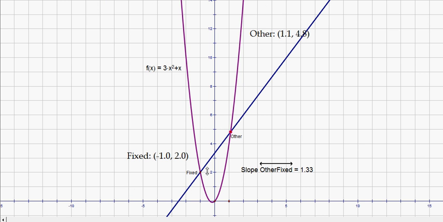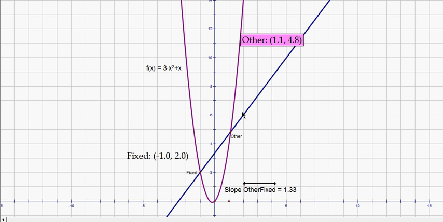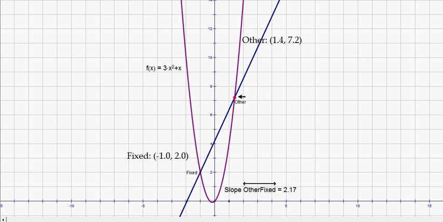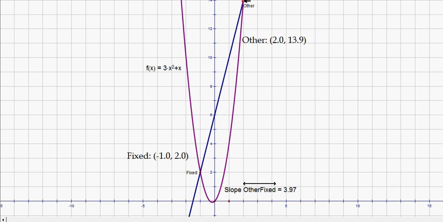Well, let's look at our graph over here. Our fixed point is negative 1 comma 2. Here is our function f. Here is my slope. I'm just going to move this over to make sure you can see it. I'm going to move my other point up to 2. I believe it's 2 comma 14. And there it is. So notice that when I go through my x values 2 and negative 1, the slope that I got was 4.